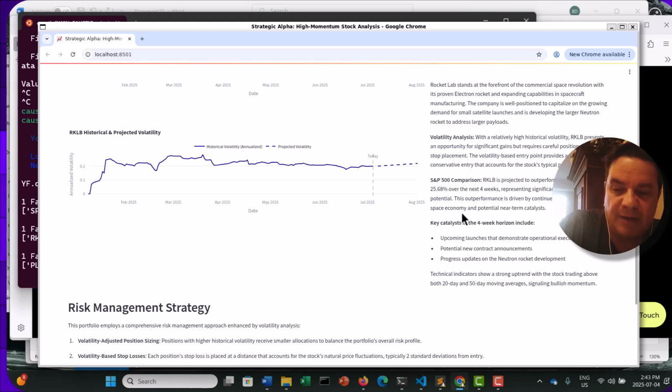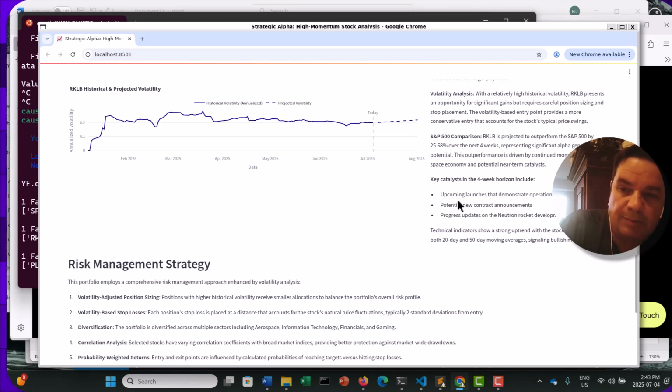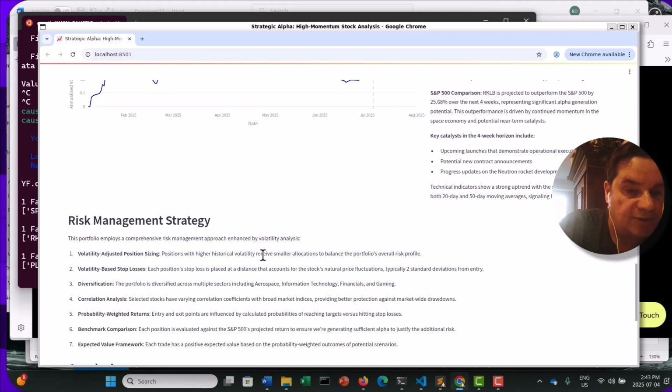Outperformance driven by continued momentum in the space economy and potential near-term catalysts. Again, these would include upcoming launches that demonstrate operational execution, potential contract announcements, and progress on their Neutron rocket development. Now, I didn't know anything. I just asked the AI to give me a forward-looking analysis. As I've said before, I'm looking for only what the professional stock analysts are using on their recommended buys and sells, along with other forward-looking data, if the company offers any kind of guidance as well, that we could use.